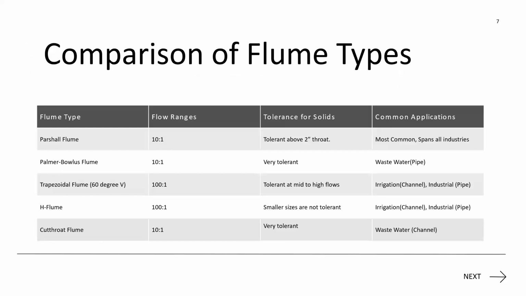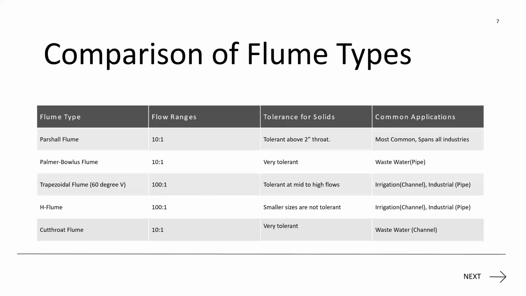Now let's do a quick little comparison of flumes. So partial flumes have a pretty big flow range. They're good for situations where you're going to have a wide range of flows, but the issue with them is when you have a low head, so anything under a specific amount for the size, it's not going to measure well. So low flows, it's not really good for.